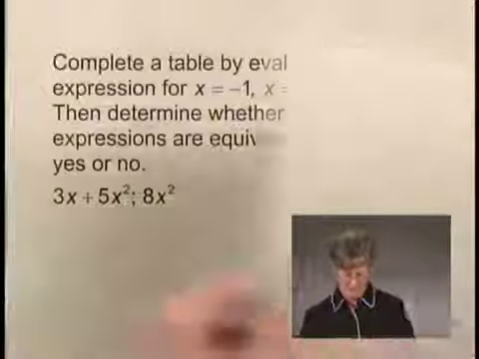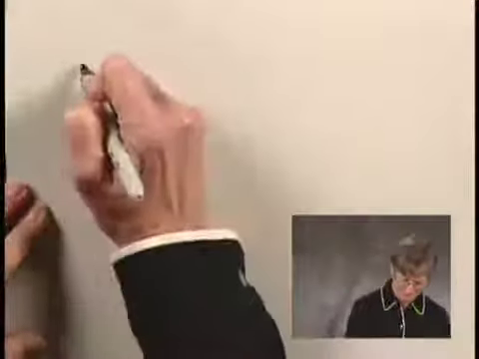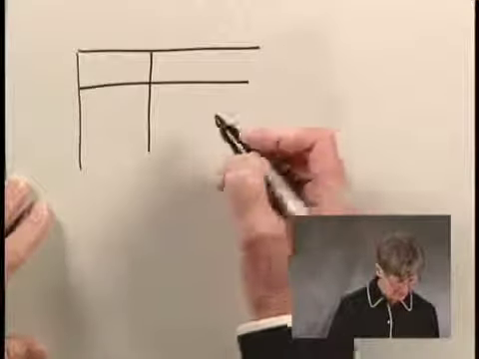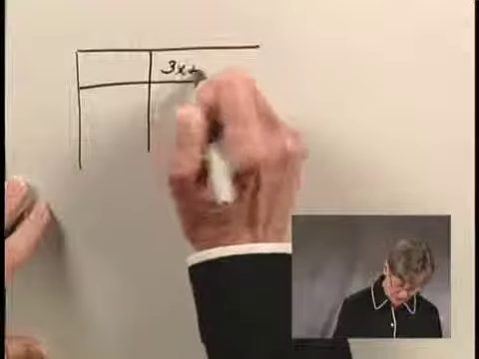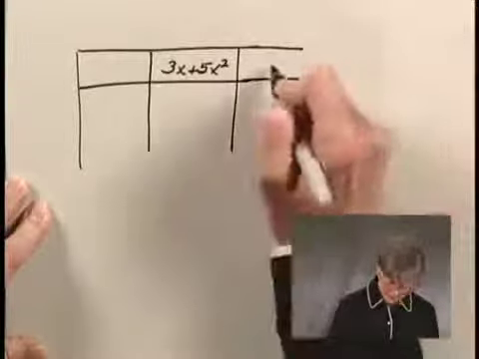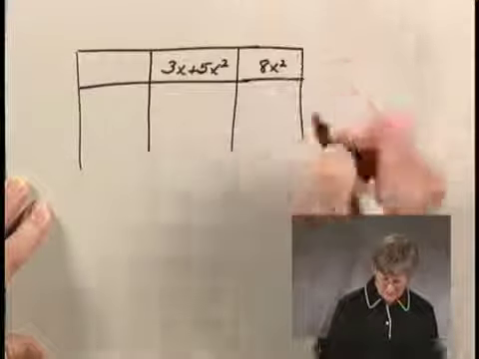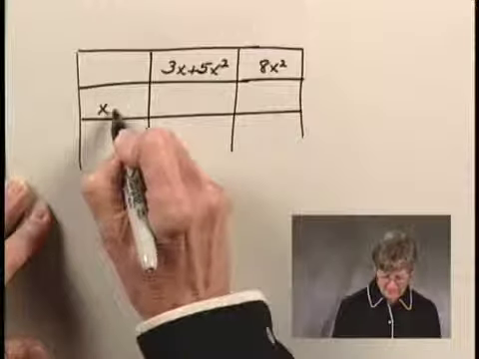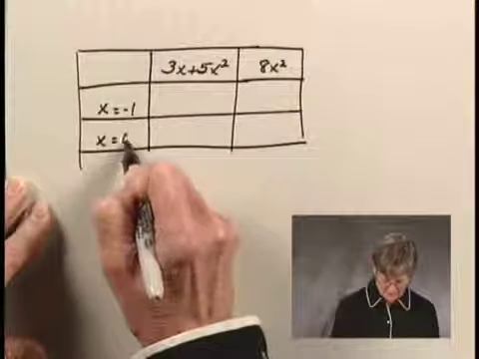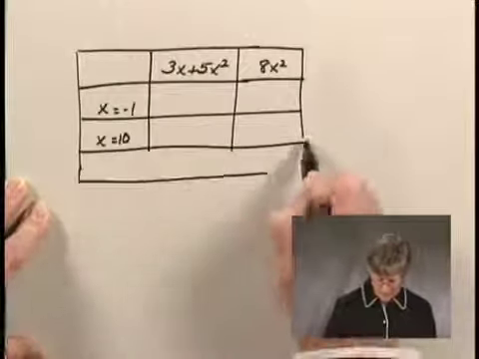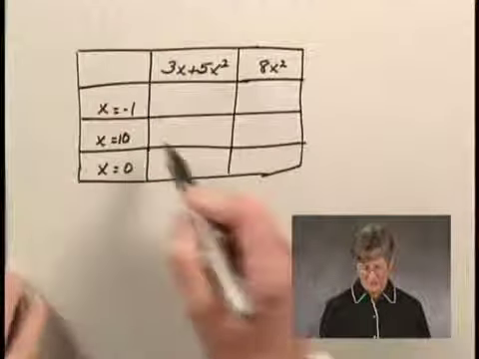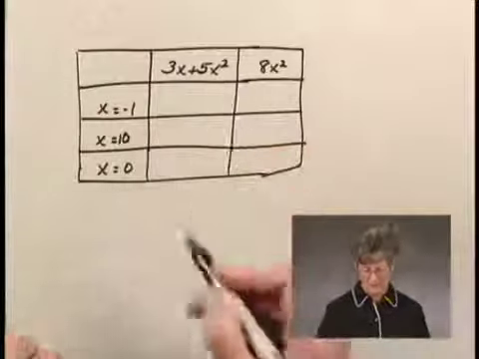So let's just draw up a little table. The first expression that we were given was 3x plus 5x squared. And the second one was 8x squared. And we're interested in evaluating these when x is -1, when x is 10, and finally when x is 0. So let's just start at the top with x equals -1 and evaluate the first expression.